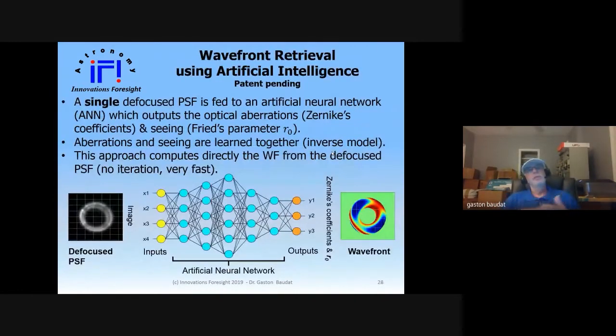So if you defocus a star, then the information from the defocus carries all the information about the aberration. Therefore, you can learn, and we use a neural network for that, to map the image of a defocused star to the aberration. In that case, what we want to learn are those Zernike coefficients, which tell us how much aberration we have of any kind. And by the way, we can at the same time learn what's known as the Fried parameter, which is a measurement of the seeing when you are under seeing-limited conditions.